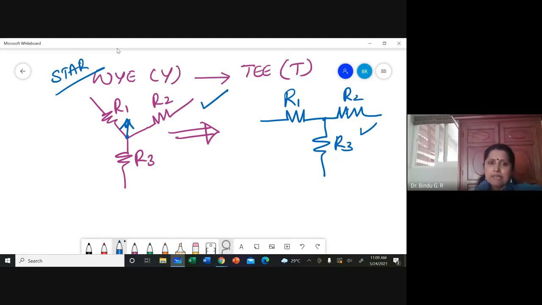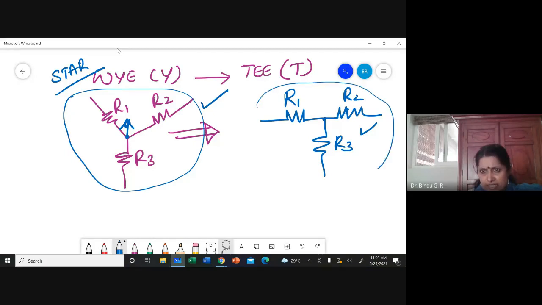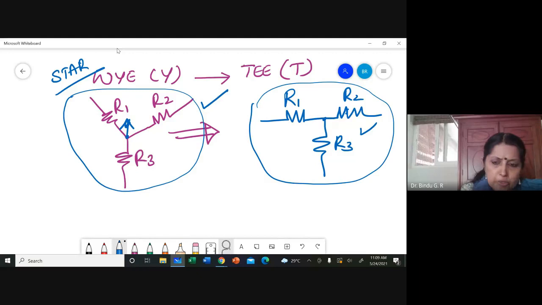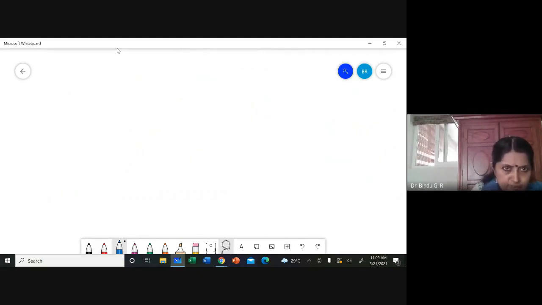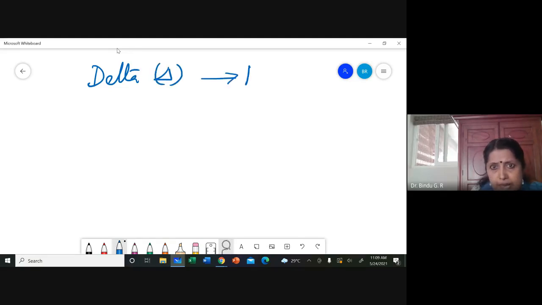So in any network, if you see such a connection, or one straightened out like this, it is a star connection. Okay, you can have another kind which is called a delta, which is the same as pi.